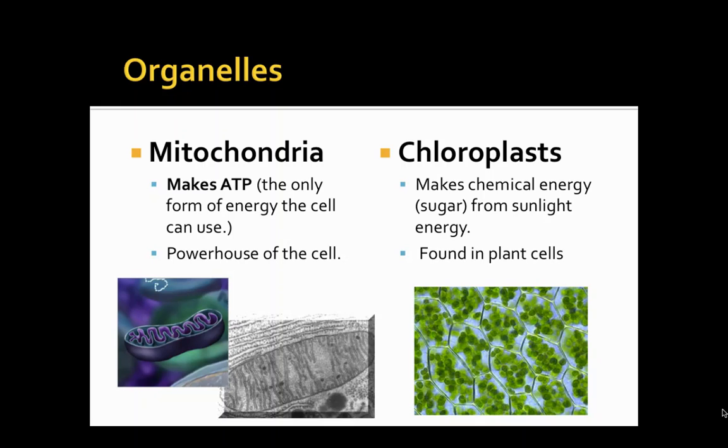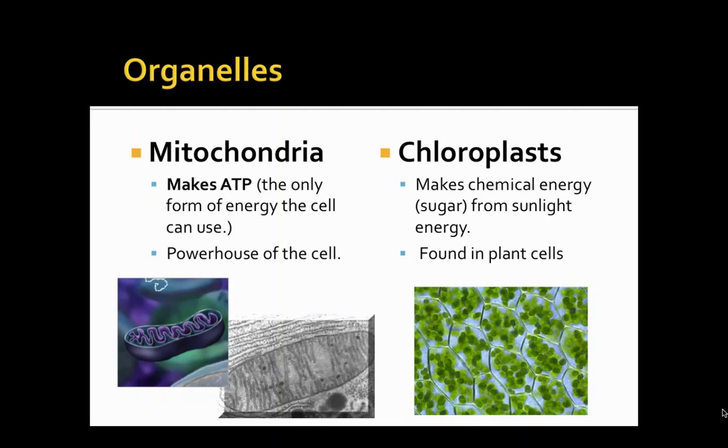The chloroplast, well, it does photosynthesis. It transforms the energy in light into the chemical energy of sugar. They're found in plants and in some single-celled organisms like Volvox and Euglena. See the green dots in the picture? Those are chloroplasts. Both of these are the coolest.